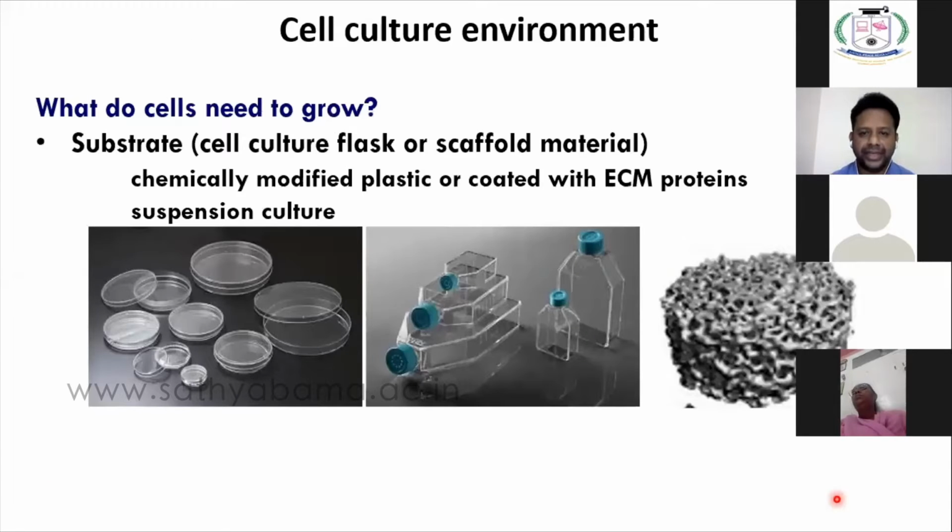Then we need a substrate to grow the cells. We use petri dishes or tissue culture flasks with different square centimeter areas. In these we can do both suspension culture and adherent culture, so there are two types of cultures. Suspension cultures are cells which don't adhere to the substrate, whereas adherent cells grow by adhering. By growing in these we get a two-dimensional structure. If you want to grow the cells in three dimensions, we use scaffolds. These are the basic substrates for the cells to grow.